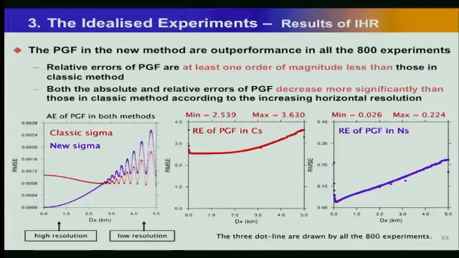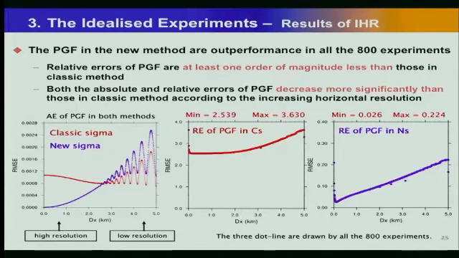On the left, we also compare the absolute error and the relative errors. The left one is the absolute error of the PGF in both methods. Here we increase the resolution. We can see that the red line slightly decreases with the increasing resolution. But in the new method, the blue one, it decreases significantly, especially after this point.